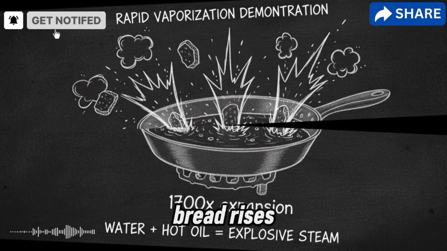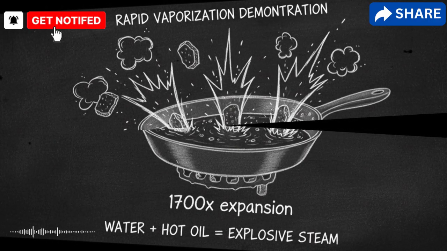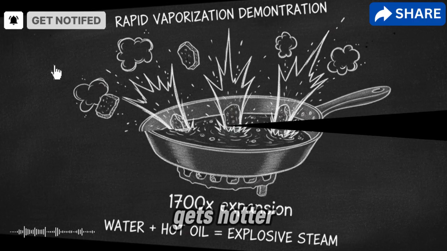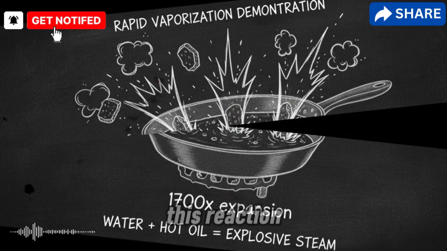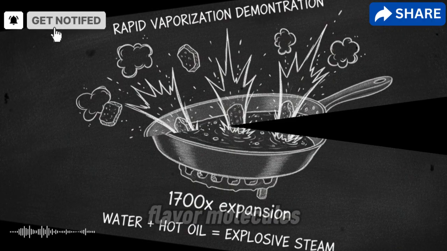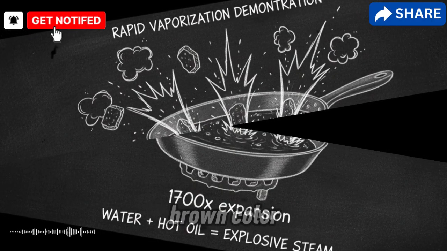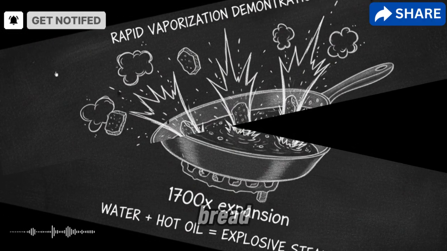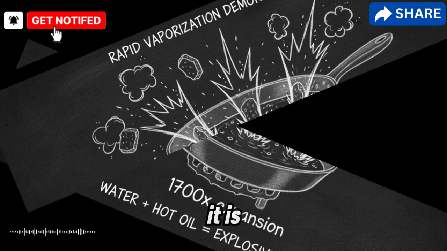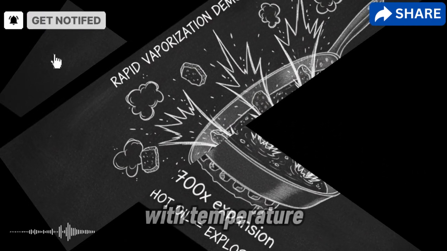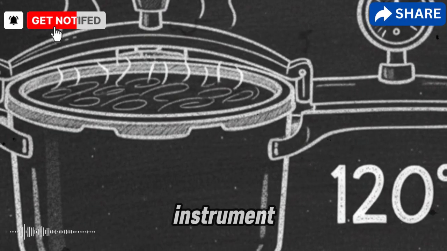That's why bread rises in the oven. Meanwhile, the outer crust gets hotter and undergoes something called the Maillard reaction. This reaction creates hundreds of new flavor molecules and the brown color we associate with baked bread. So baking is not just heating food, it is a chemical orchestra, with temperature controlling every instrument.